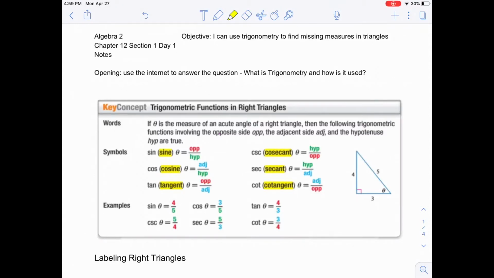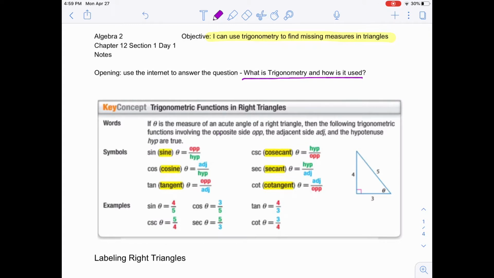This lesson is an introduction to trigonometry, where we're going to find the different sides and angle measures in a triangle using trigonometry. So we're going to start by having you pause this video and use the internet to answer the question, what is trigonometry and how is it used?